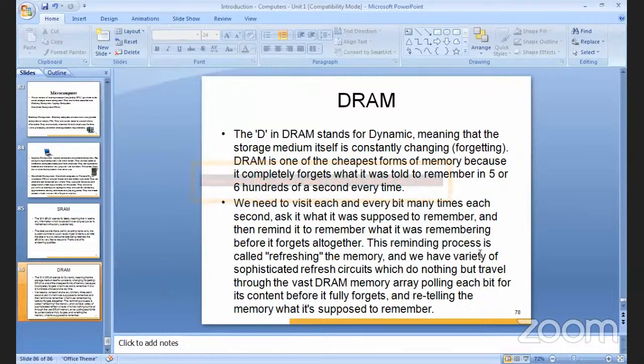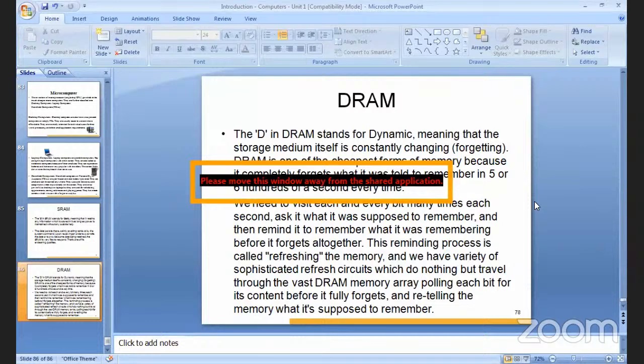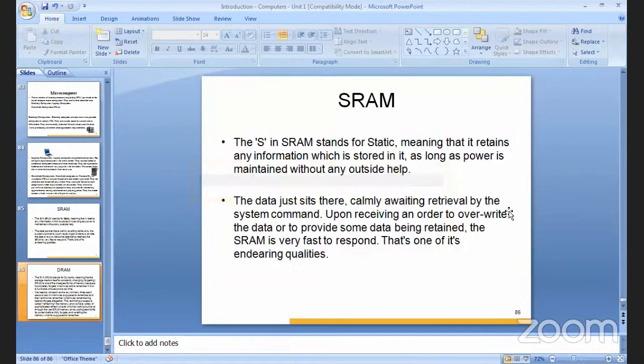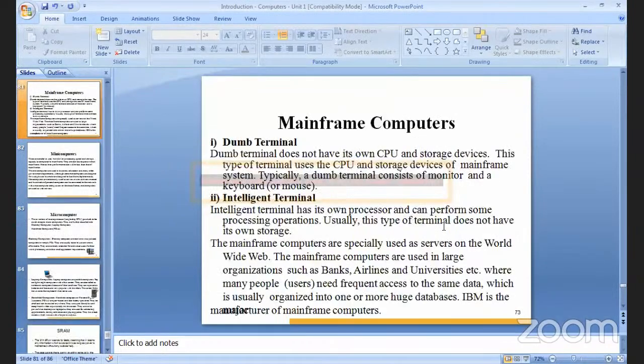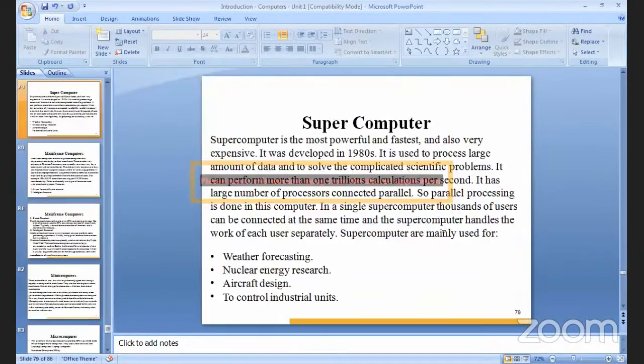and we have a variety of sophisticated refreshing circuits which do nothing but travel through a vast DRAM memory array, polling each bit for its content before it fully forgets. And again we have to give the same command every time. Okay, this is about types of computers.